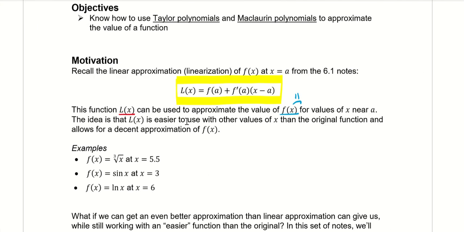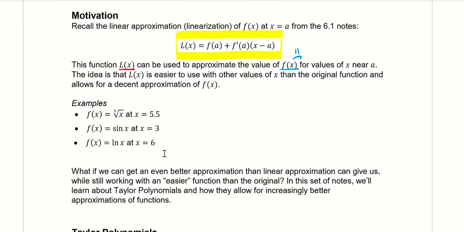That's still carrying on here, so we're still talking about that idea. And these were some of the examples that we talked about in the 6.1 notes, this idea of how do we find the cube root of 5.5, or the sine of 3, or the natural log of 6. So this works pretty well. But what if we can get an even better approximation than linear approximation, while still working with a function that's relatively easy, or easier at least, than the original function?